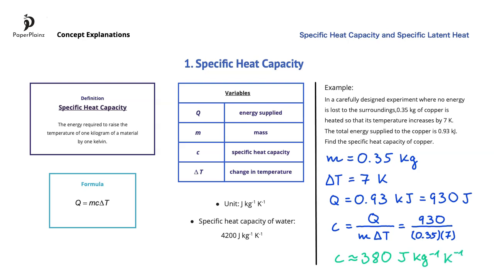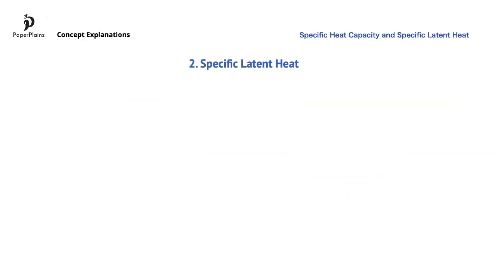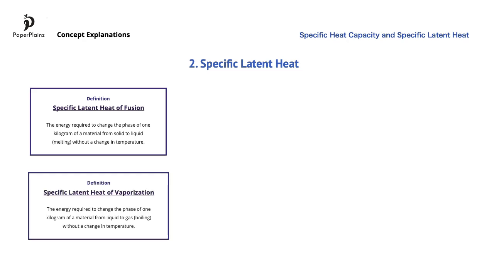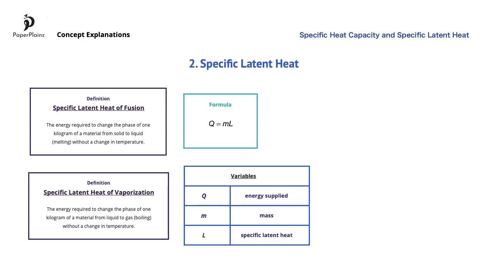Let's move on to specific latent heat. Specific latent heat is used when a substance undergoes phase change. More specifically, when a substance changes between the solid and the liquid phase, or the liquid and the gas phase. Therefore, we talk about the specific latent heat of fusion and the specific latent heat of vaporization. Both represent the energy required per 1 kilogram of substance to change its phase. Here is the formula for both, along with the variables. From this, it logically follows that the unit of specific latent heat is joules per kilogram.